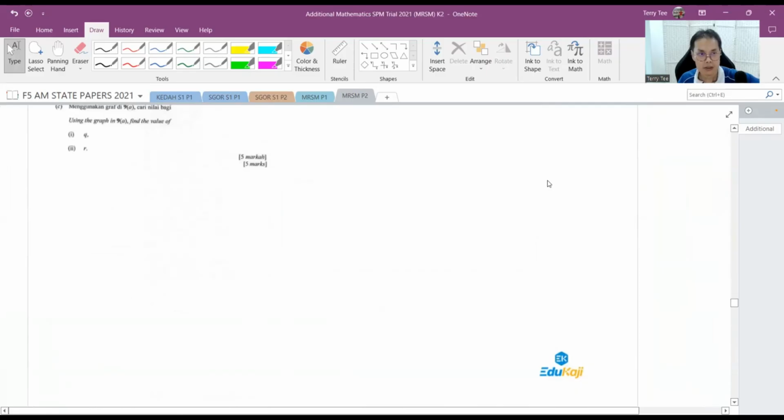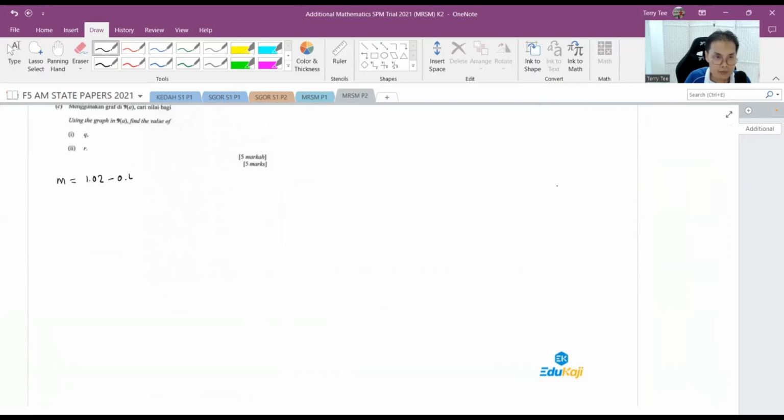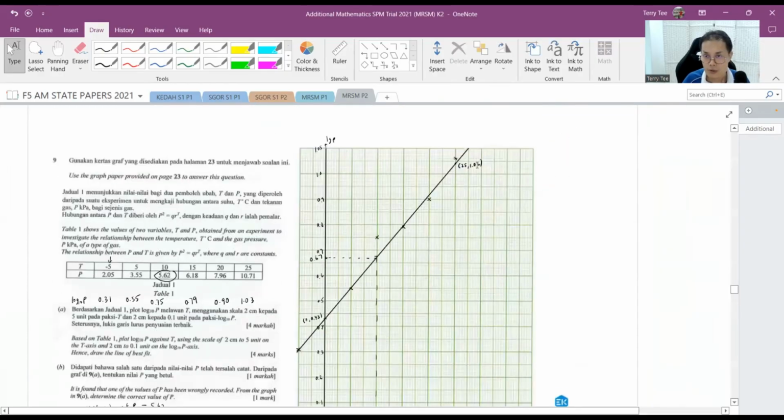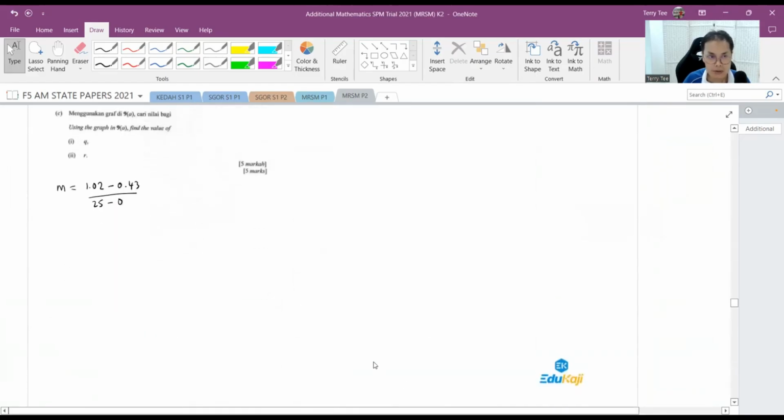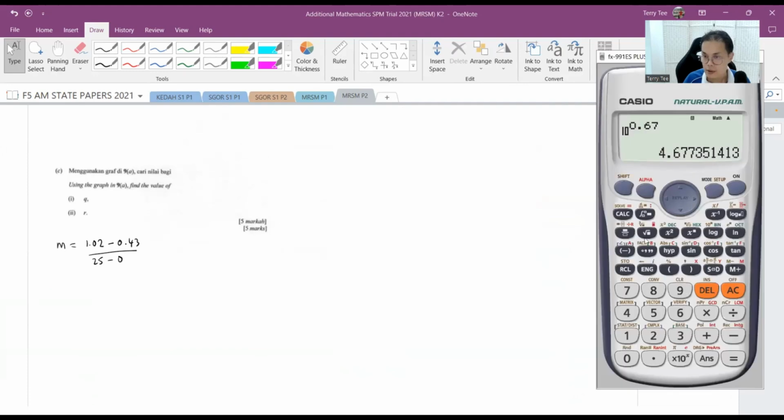Yeah, okay, my gradient is 1.02 minus 0.43 over 25 minus 0. I'll check again the coordinates, 25 and 1.02, 0 and 0.43. So I'm taking y2 minus y1 over x2 minus x1. Okay, use your calculator.